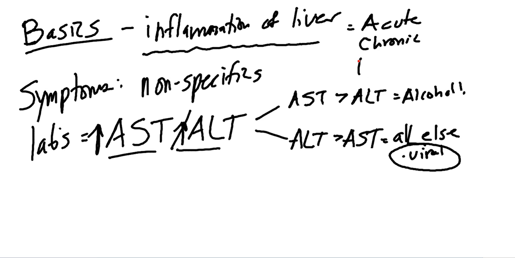and then also fulminant. You don't want these if you had to have a hepatitis. You'd want the acute, because fulminant is going to cause a lot of damage, and chronic can cause a lot of damage. Okay, but let's talk about viral hepatitis, because this is where the money questions are going to come from.